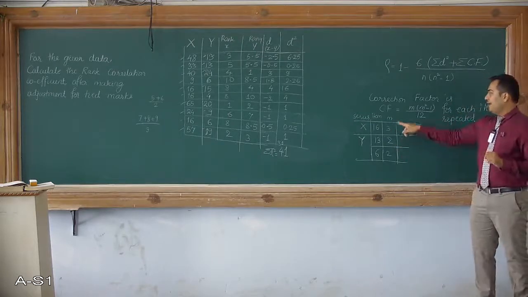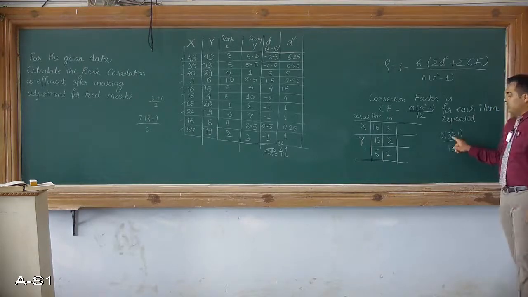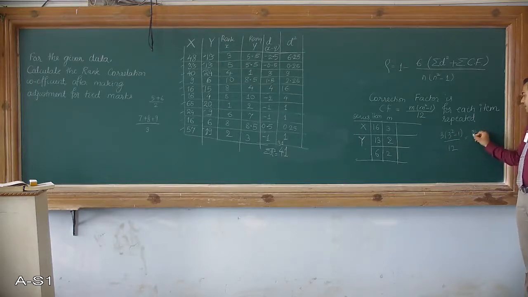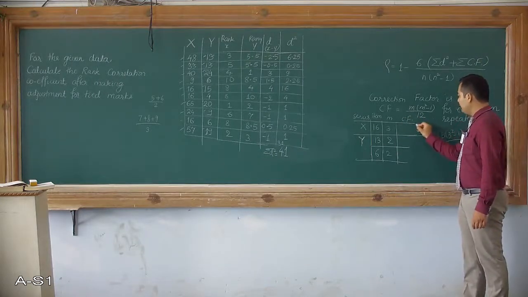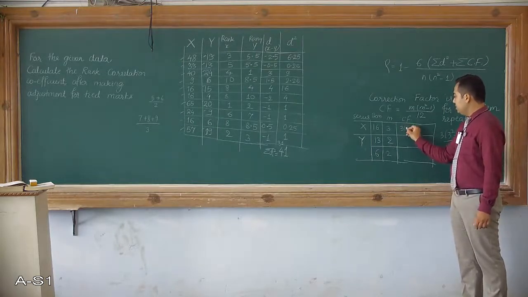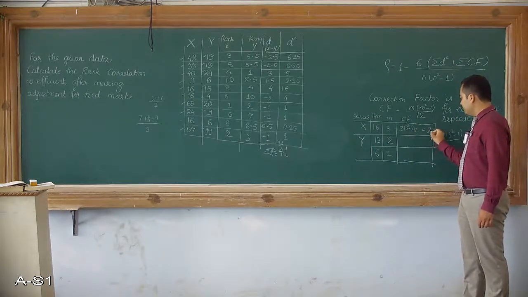So if you substitute the value of m as 3, what you get here is 3 into 3 square minus 1 divided by 12. So 3 square is 9 minus 1 is 8 into 3 is 24 divided by 12, and this gives you 2. So the correction factor here that we have calculated is 2.